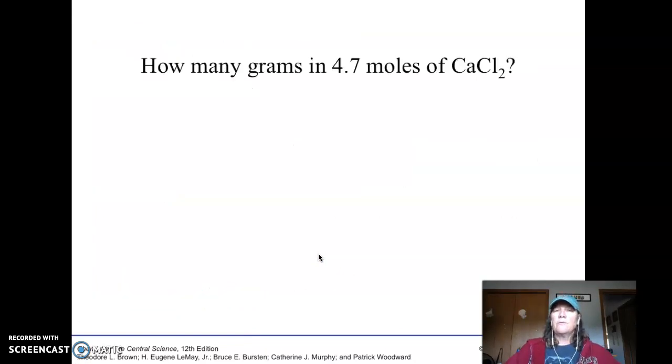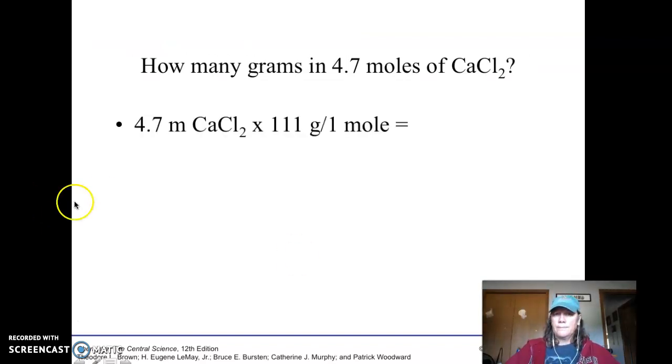Okay, how many grams in 4.7 moles of calcium chloride? Okay, so now I'm going to start with moles. Moles, calcium chloride. Calcium chloride has a mass of 111 grams. And I'm sorry I didn't put in all the units, but if I put in all the units, then it doesn't fit on one line and then it gets messy. So you'll have to forgive me. But 1 mole of calcium chloride is 111 grams, and that's 1 calcium and 2 chlorine added together.